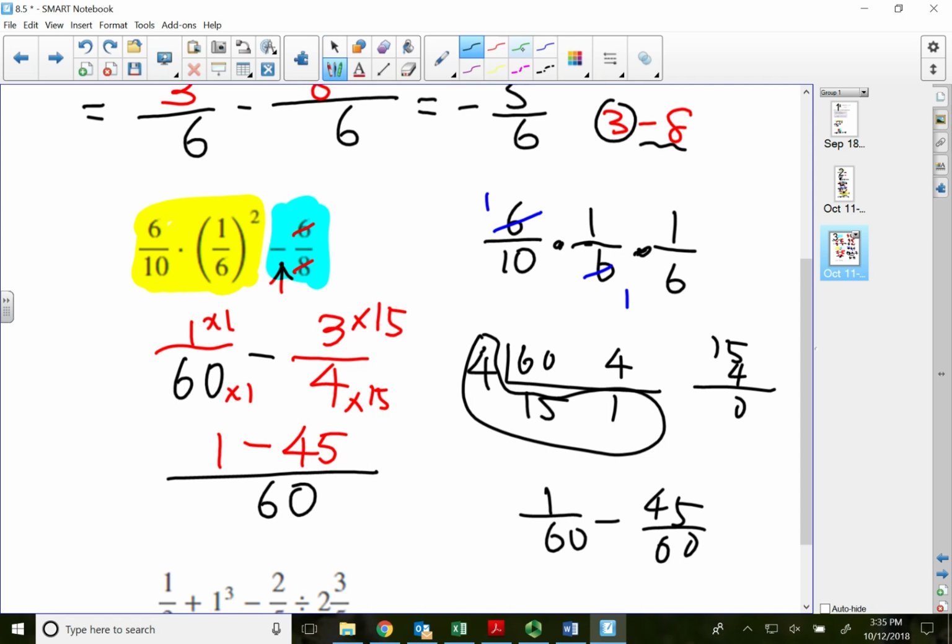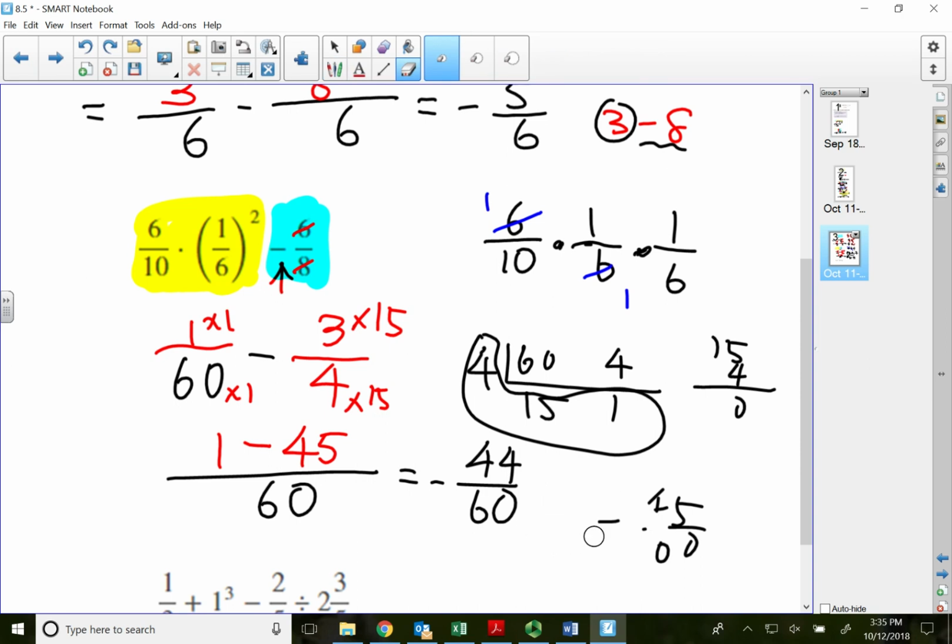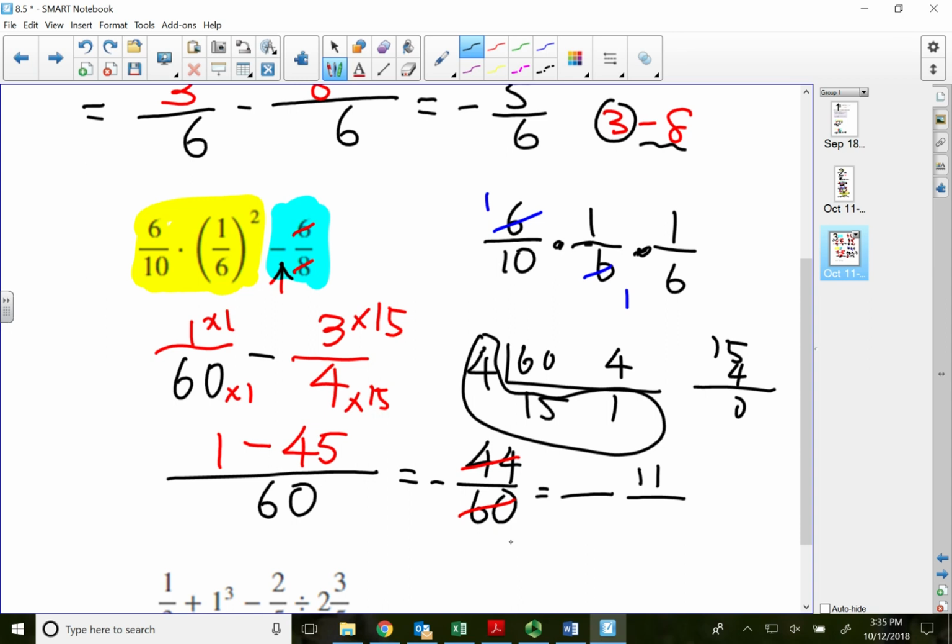We subtract, which will give me a 44. Since I got more negative term than positive term, my answer will be negative 44 over 60. So now I need to reduce. I'm thinking 4, right? Remember, 4 can go into 60 15 times. Because 4 going into 44, if I reduce them by 4, that's 11 up top over 15 in the bottom. So my answer, negative 11 over 15.